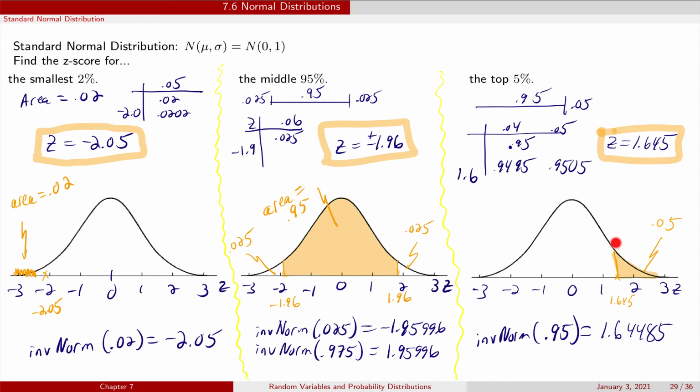In a picture, if I'm looking for the top 5%, I'm looking for an area of 5% here, which means I'm looking for a percentile of 0.95. Inverse norm of 0.95 is 1.64485, which is really close to 1.645.